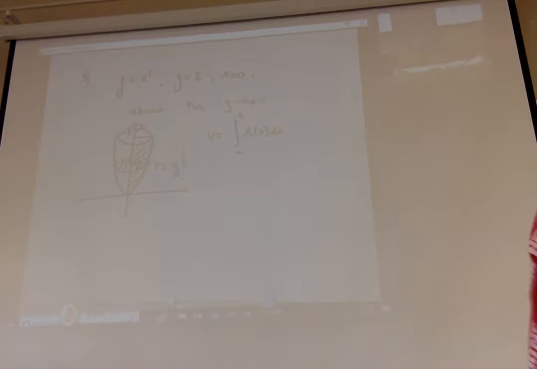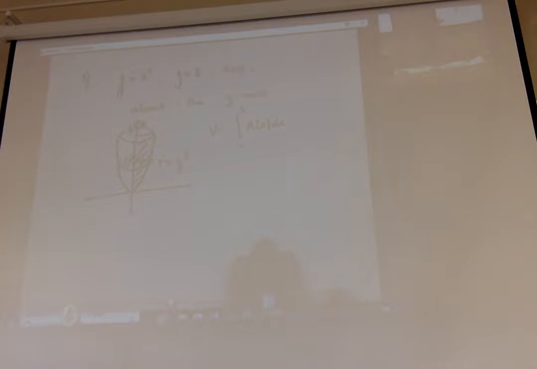Maybe I can add even more, and I want you really to remember this, so maybe write this down. If we are rotating about the x-axis, and any line that is parallel to the x-axis, it's always dx. So one more time.